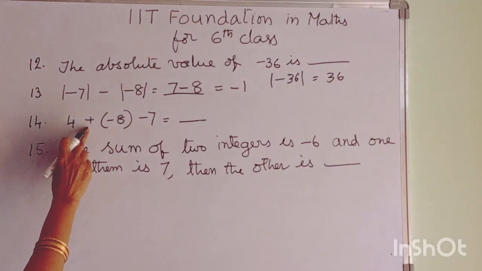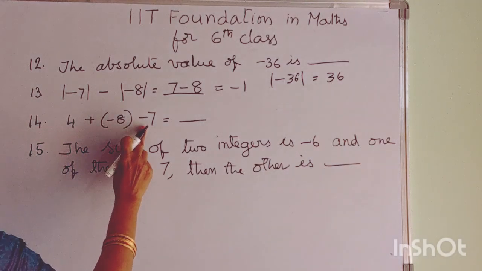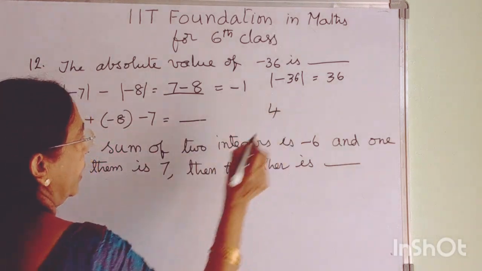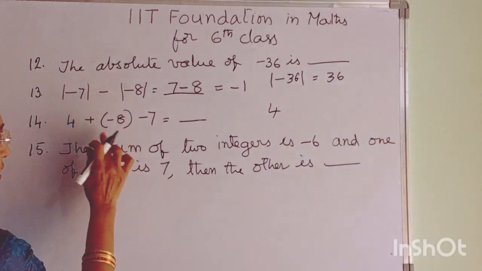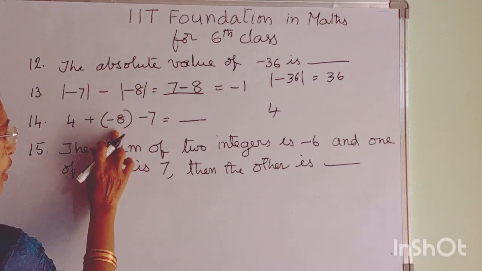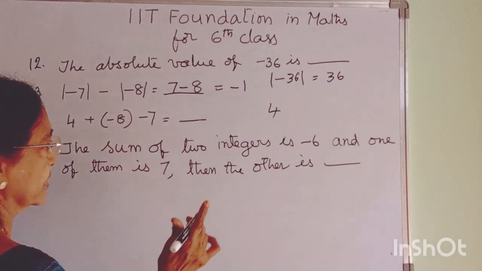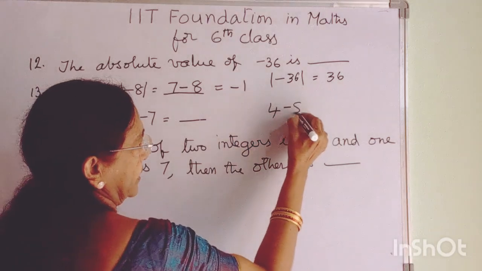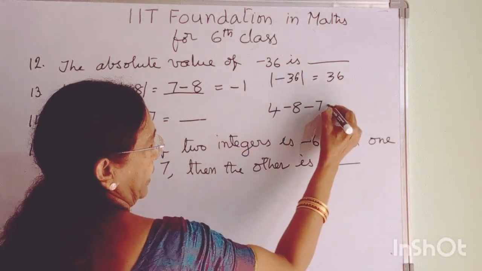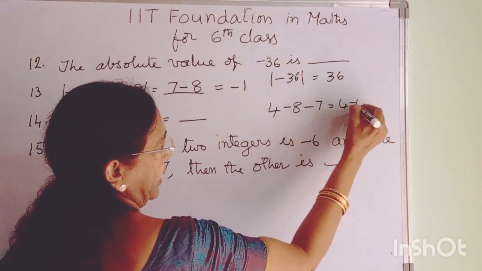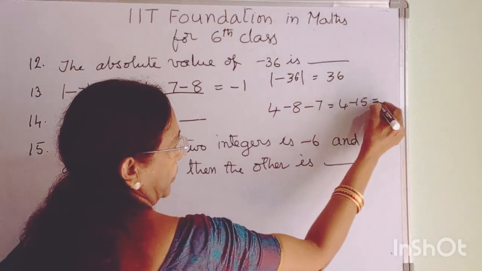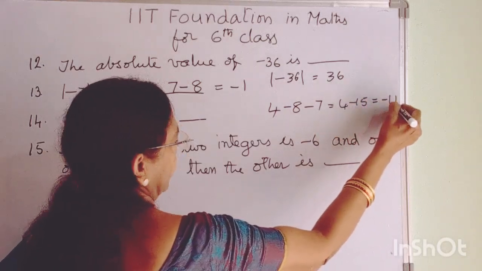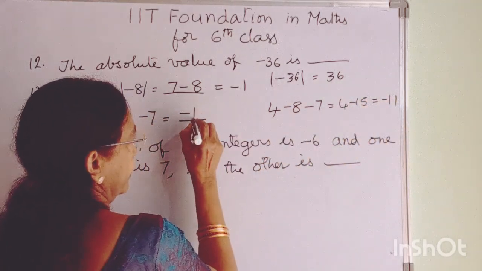Next, 4 plus minus 8 minus 7. That is 4 plus, we have to remove this small bracket, plus or minus, minus. Therefore 4 minus 8 minus 7, that is equal to 4 minus 15, which is equal to minus 11. So this is minus 11.